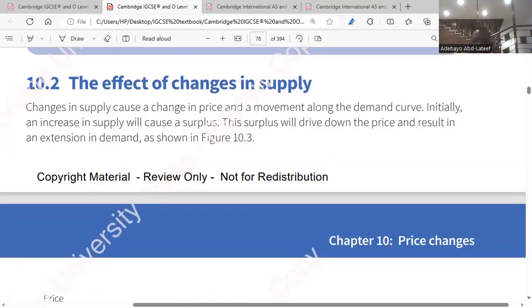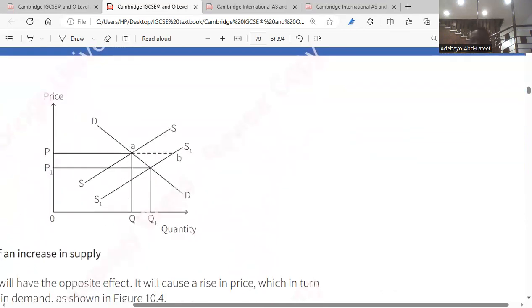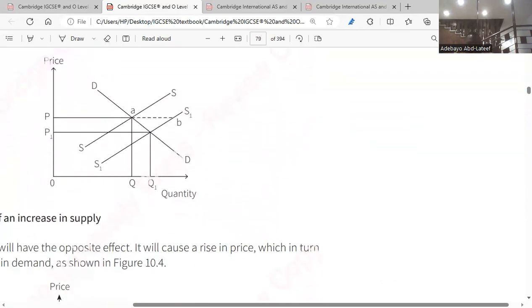Initially an increase in supply will cause a surplus. This surplus will drive down the price and result in an extension in demand. An increase in supply will lead to excess supply, that means surplus. Yes or no? Yes. Surplus will drive down the price of a product. As price falls, the demand for a product will what? Will increase, because the price has fallen.